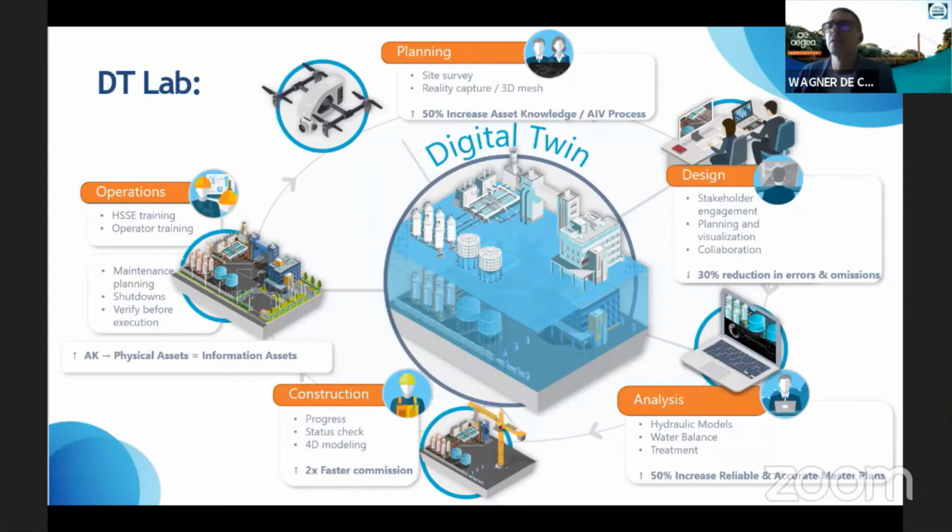In the design phase, we are getting to reduce errors and omissions by 30%. It's a great value for us. As a center, we have the digital twin model, but we are getting to reduce the errors by applying BIM methodologies and tools as well.